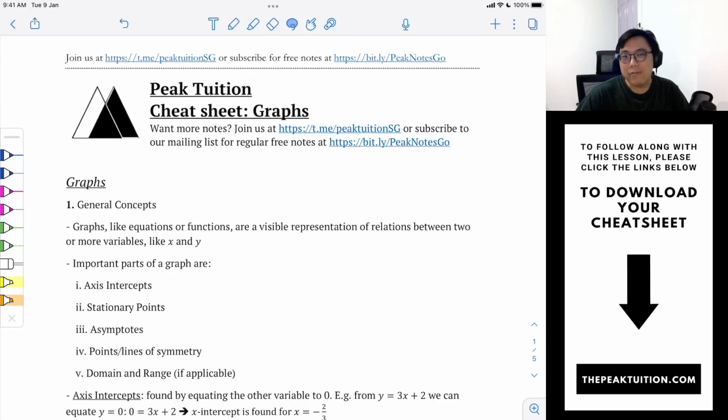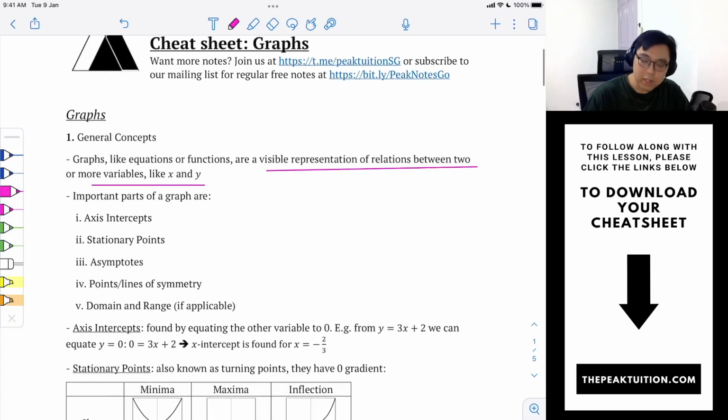Graphs are a very fundamental and important chapter in A-level math, and it is basically like an equation or function that you have encountered before. It's a visible representation of relations between two or more variables like x or y. Usually it's representing x and y, although there are some rare cases where it's not. But essentially, you have two axes, and usually the horizontal axis we just call x and the vertical axis we call y.